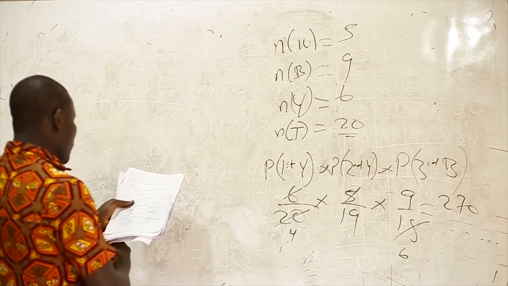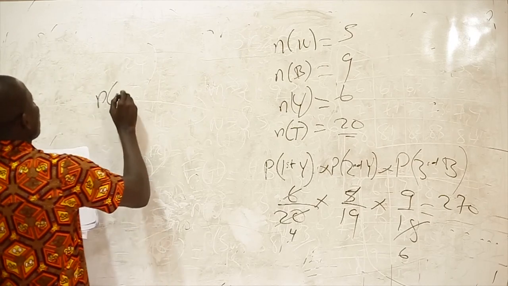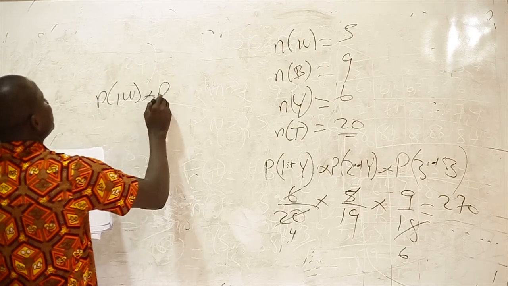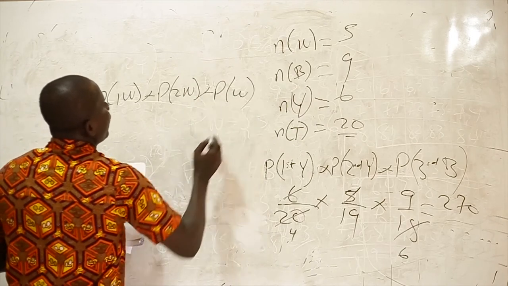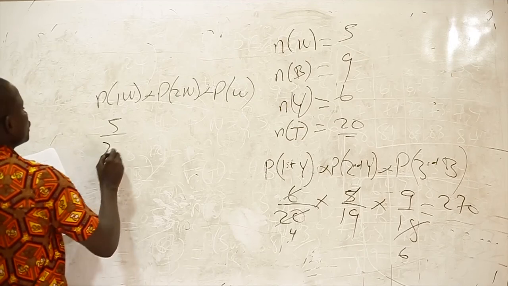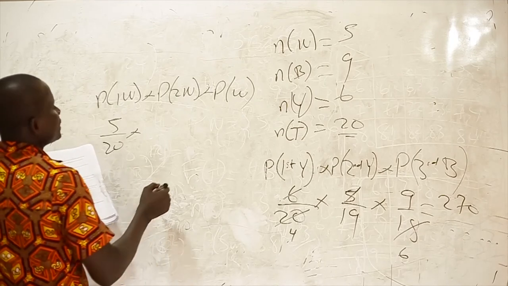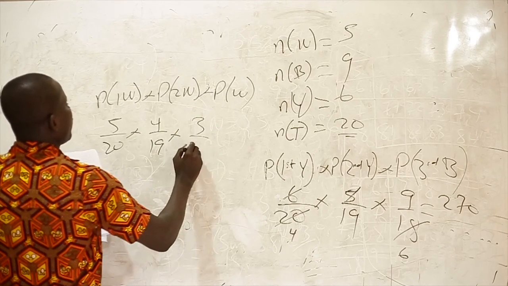Then he says, all the 3 are white. So we have P(1st white) times P(2nd white) times P(3rd white). How many white in the container? 5 over, total is what? 20. Times the next is 4 over 19, times 3 over 18.